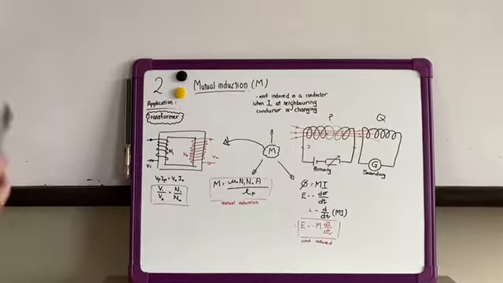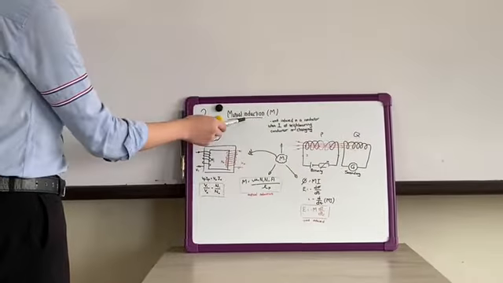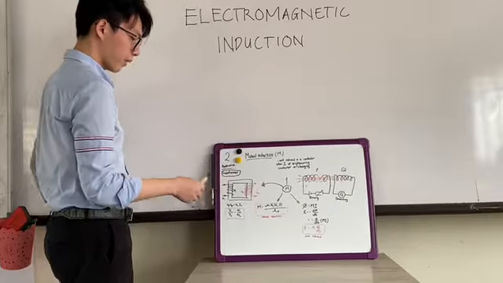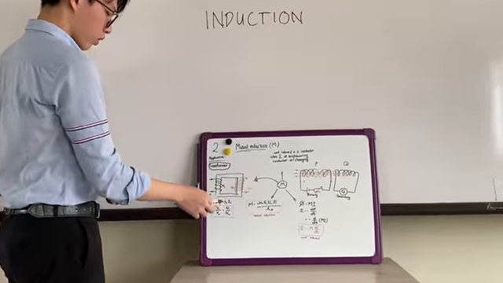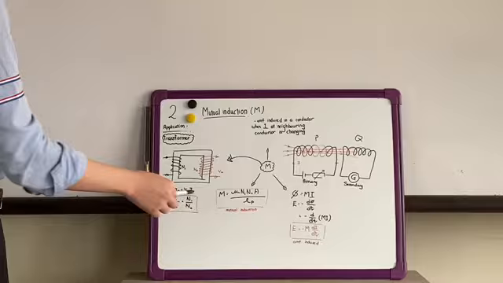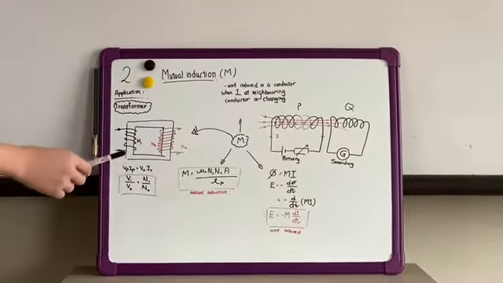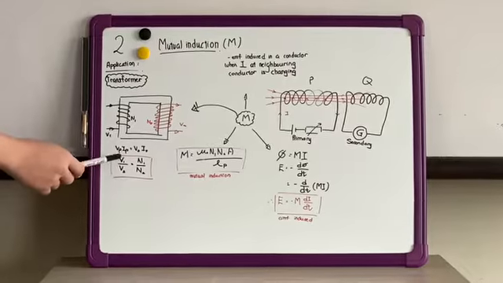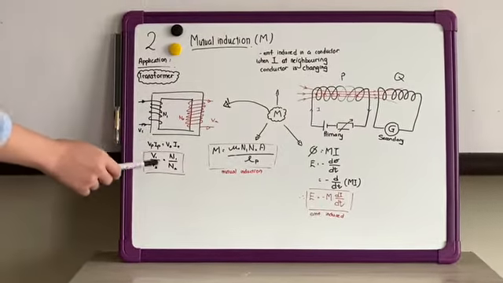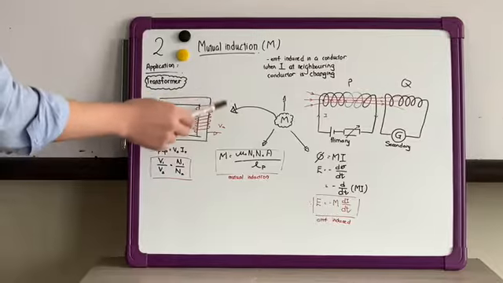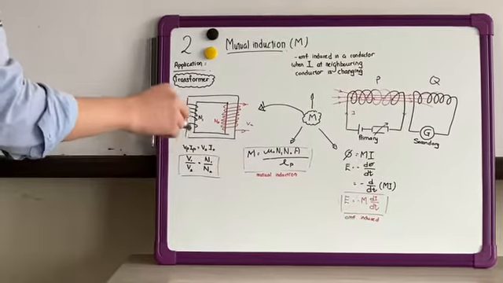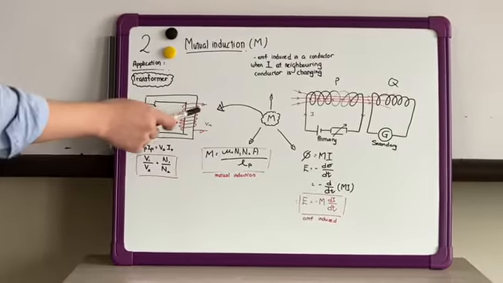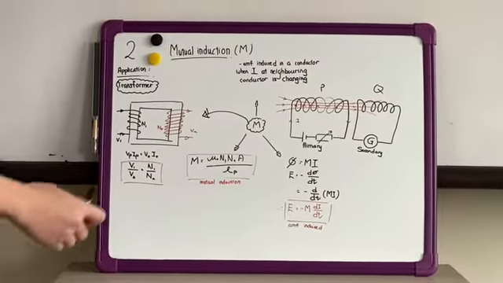Then we move on to the last part, which is the application of mutual induction in our real life. That is the transformer, as we know. In order to solve transformer questions, usually we use this formula: potential difference of the first solenoid divided by potential difference of the second solenoid equals the number of turns of the first solenoid over the number of turns of the second solenoid. That's all. Thank you.